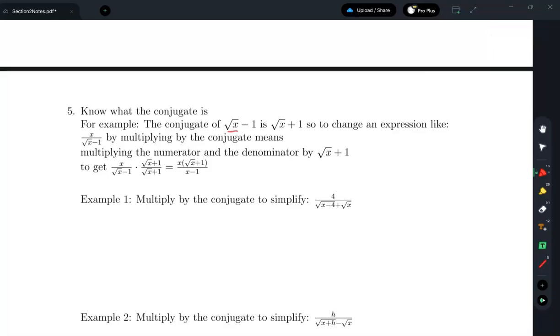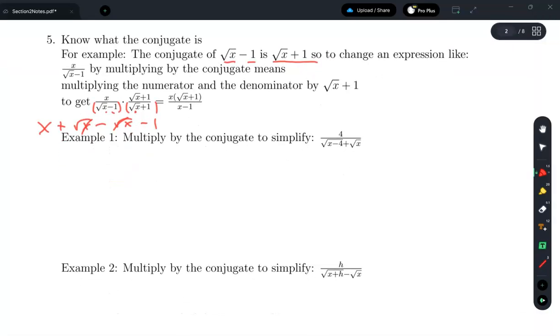So let's talk about the conjugate. The conjugate of root x minus 1 is root x plus 1. So in order to change this expression, x over root x minus 1, we're going to multiply numerator and denominator by the conjugate. You can recognize that down here, it really is difference of squares, right? So root x times root x gives me an x. Root x times a 1 is a positive root x. Negative 1 times root x, look at that. So the inside terms go away, and I get x minus 1. I'm just going to leave the numerator as it is. Sometimes that's all it is, but we got the radicals out of the denominator.